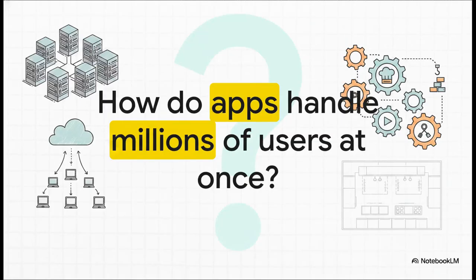Have you ever really stopped to think about how an app like Netflix or Spotify can handle millions of people all hitting play at the exact same moment without completely falling apart? I mean, it's not like they have one single gigantic supercomputer somewhere. The secret sauce is a little something called orchestration, and it's all about managing thousands of little moving parts flawlessly.